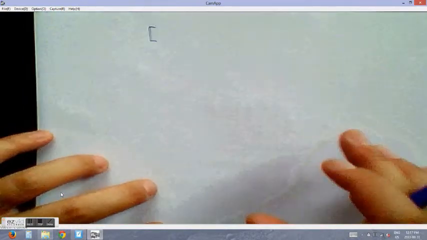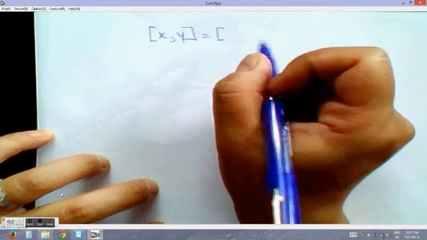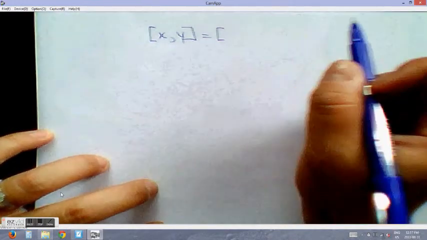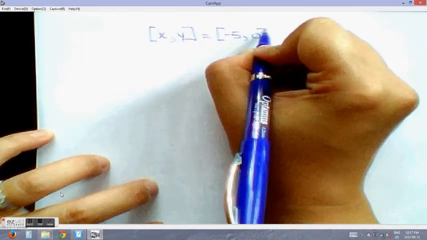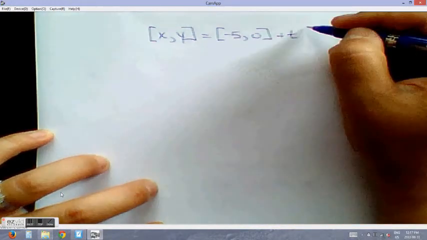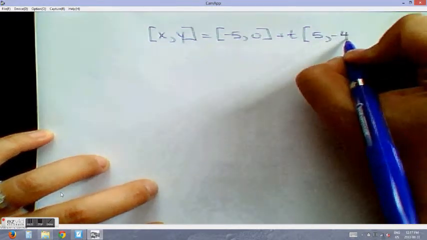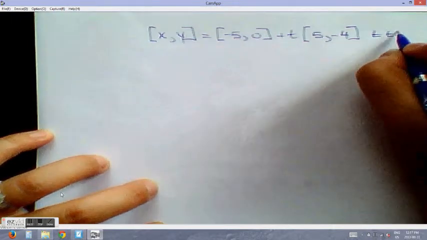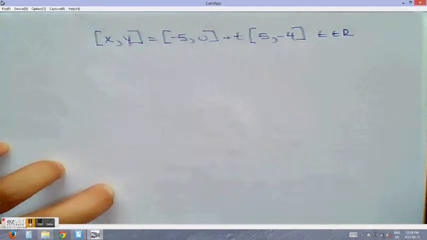In this part, we want to write a vector equation for our line. So that will be x and y, and I'm just going to write it in components here, or vector form. We'll use one of our known points, one of the intercepts. We'll use the x-intercept, so it would be negative 5 and 0, plus remember the parameter t, and then our direction vector that we came up with, which is 5 and negative 4. And remember that t belongs to the set of real numbers. And so that completes that example.